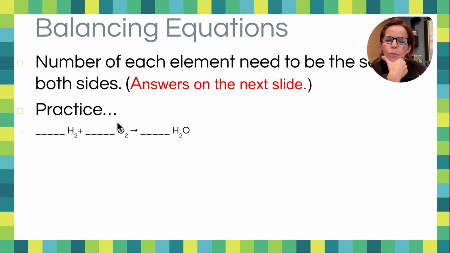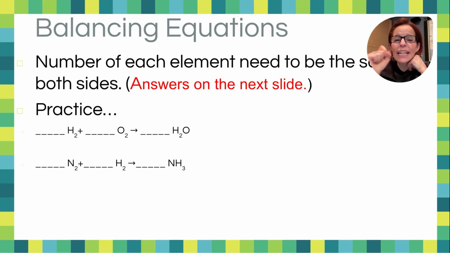Well, now the O's would be balanced. If I have 2 O's, they're done. But now I only have 2 H's on this side. So if I throw a 2 in front, then I would have 4 H's on the left and 4 H's on the right. So then it would be balanced. Let's take a look at the next one.